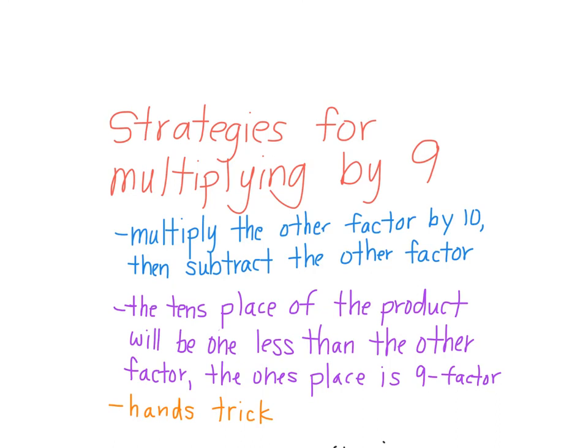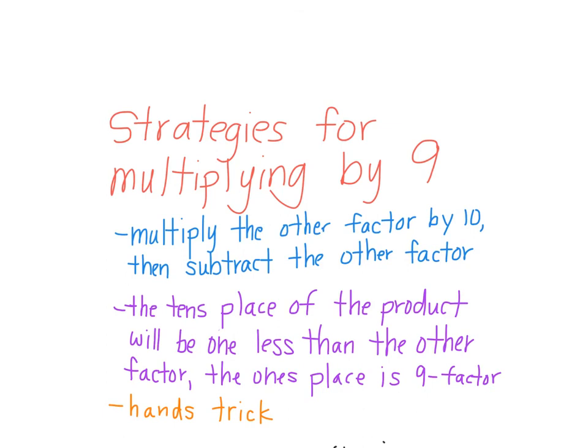So to review, there are 3 strategies we talked about for multiplying by 9. The first strategy that you can use is to multiply the other factor by 10, then subtract that factor. You can think about the tens place of the product being 1 less than the other factor you're multiplying by, and the ones place is 9 minus that factor. Or you can also use the hands trick.